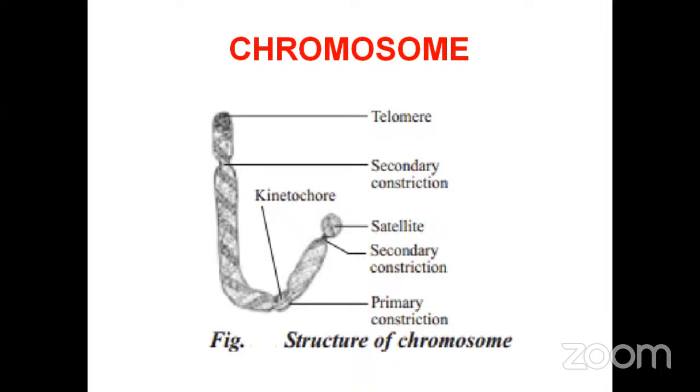Now let's see the structure of the chromosome. Inside the chromosomes, chromonemata or chromatids are present. Chromonemata, chromatids, chromomeres are all the same structure, but we give the names based on the sector.